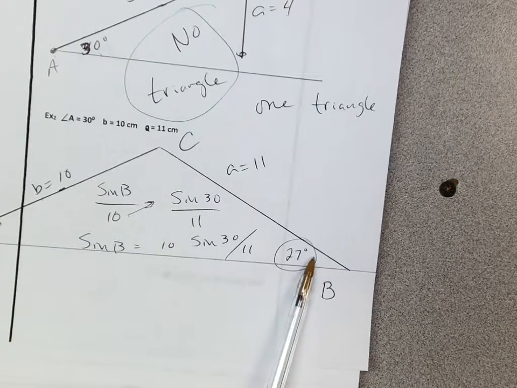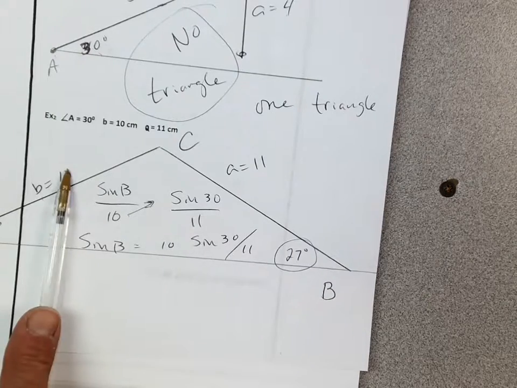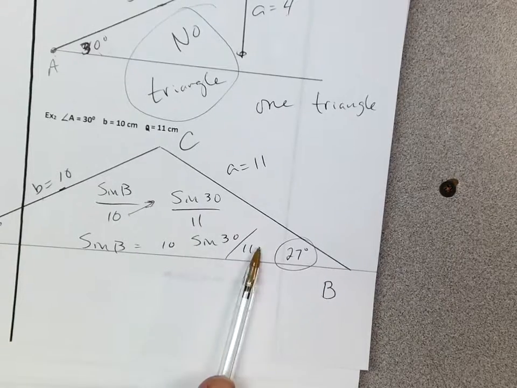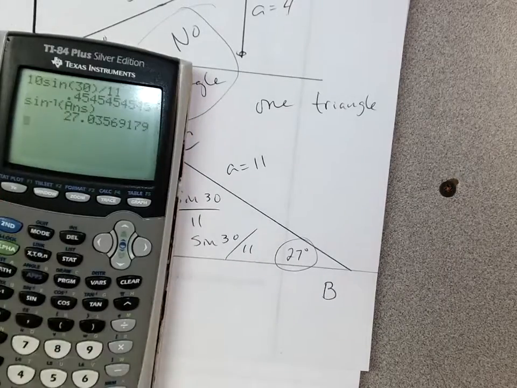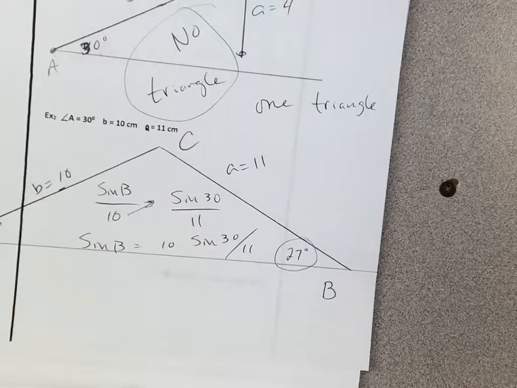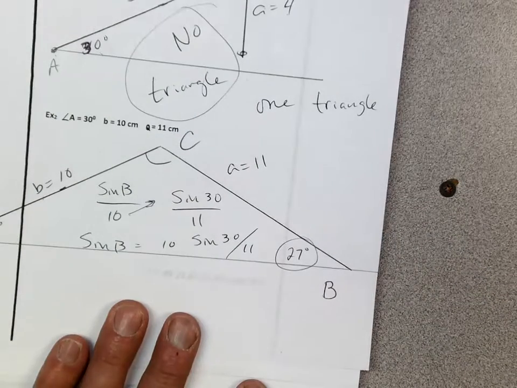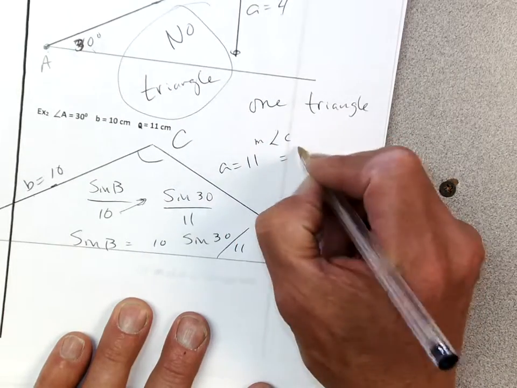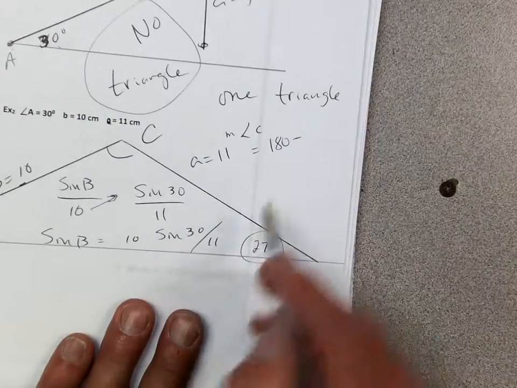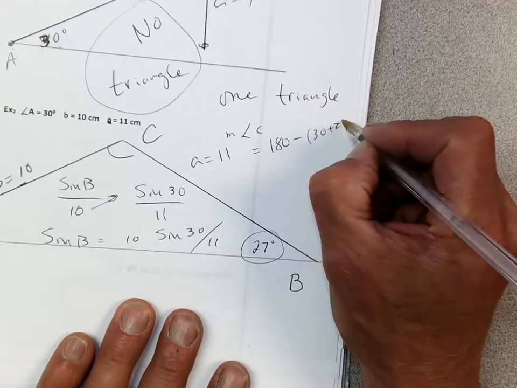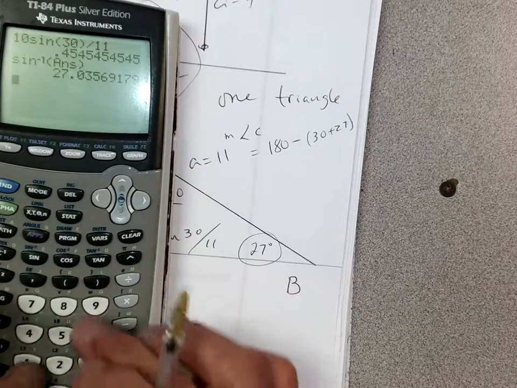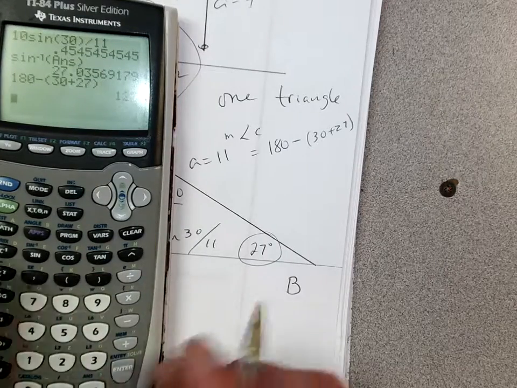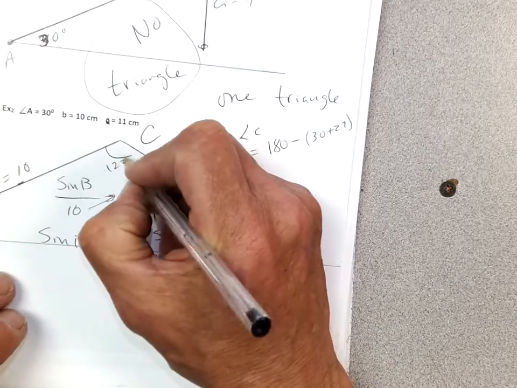So angle B, we can find B by sine of B over 10 equals sine of 30 over 11, and we cross multiplied, we solved, we used the inverse button, we got 27 degrees. Okay, now let's keep moving on. Angle C is easy, you guys agree? 180, right? To find angle C, so the measure of angle C is simply equal to 180 minus the 30 and the 27, right? That's easy. 180 minus the parentheses 30 plus 27, and we get an answer of about 123 degrees for angle C.